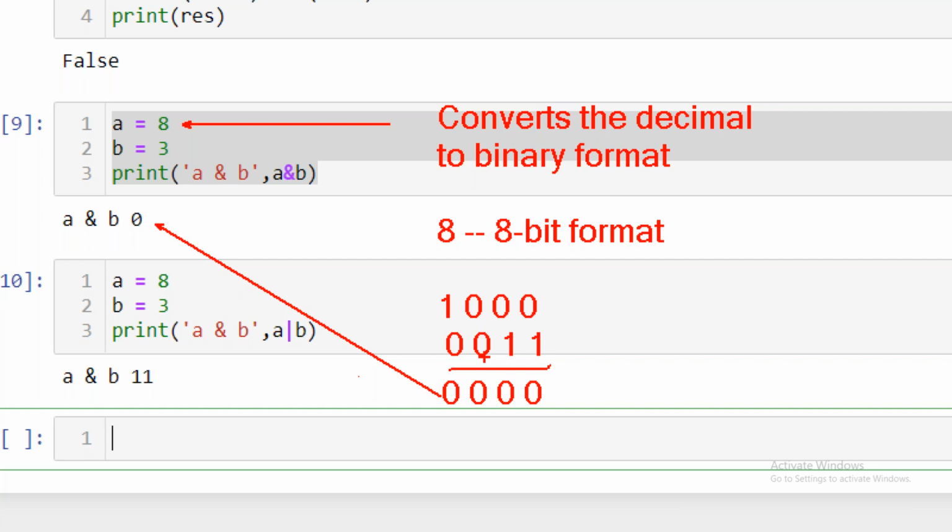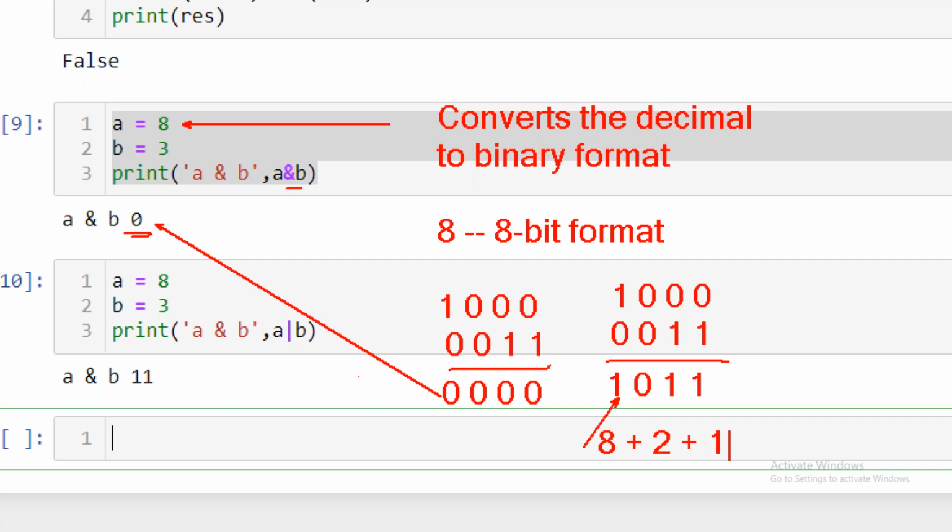So after converting this into a decimal, you'll get 0 again here. This is what a bitwise AND is. Same if you are using a bitwise OR, the result will be a little different. 1 0 0 0 and 0 0 1 1. If you look at the output for this, it will be 1 0 1 1, correct? It means 8 plus 2 plus 1, 2 power 0. So it gives the value 11.